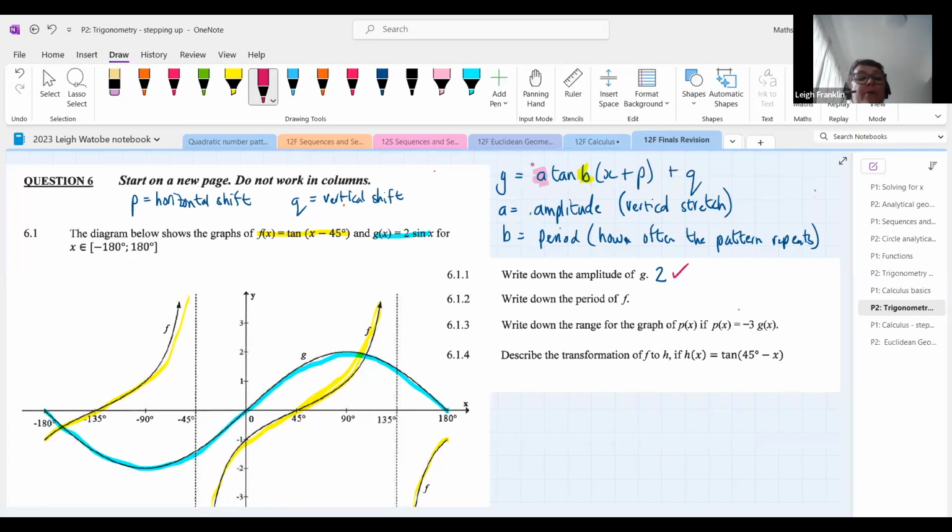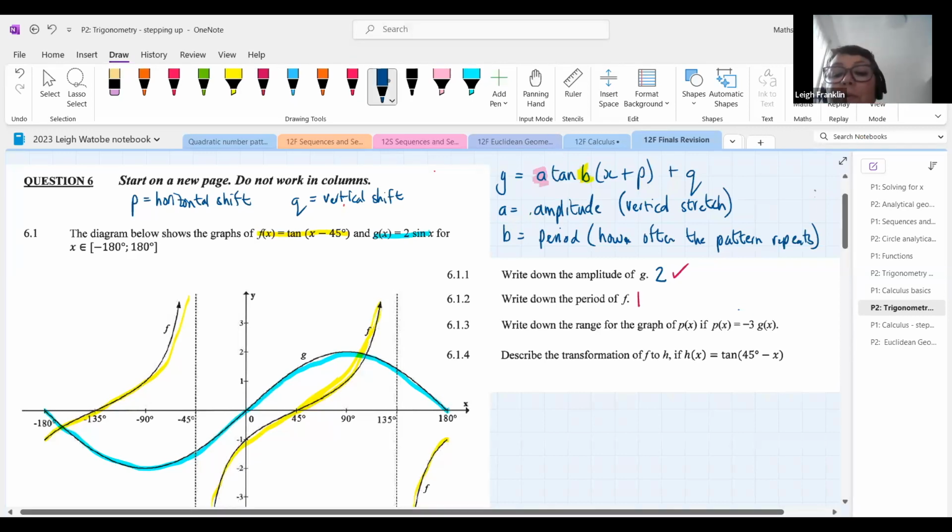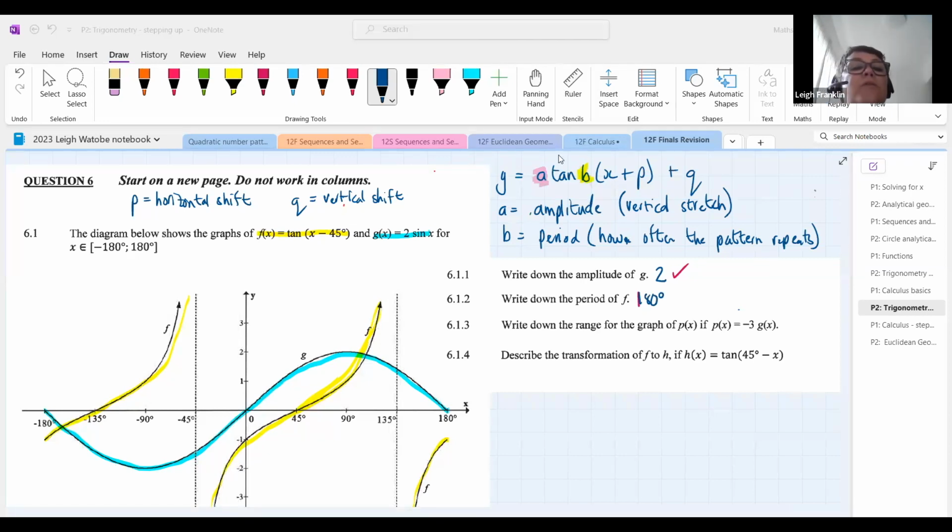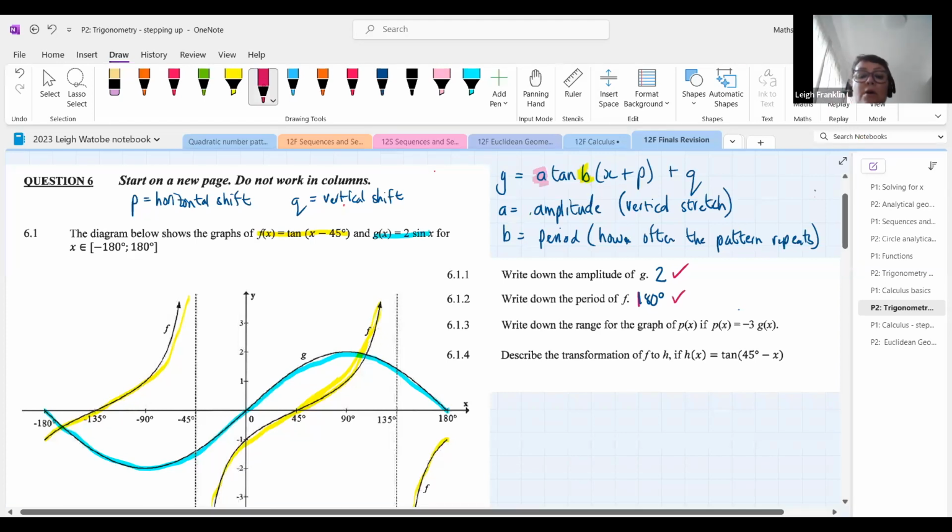6.1.2, write down the period of f. What would the period of f be? You've all actually kind of told me this already. Yes, Tsechofatso, you're hot off the mark today. Well done. It would be 180 degrees. Good, you're all saying that as well. Nice one. There's another mark. 6.1.3 says write down the range for the graph of p of x, if p of x is equal to minus 3 of g of x. So what are they asking us to do here?